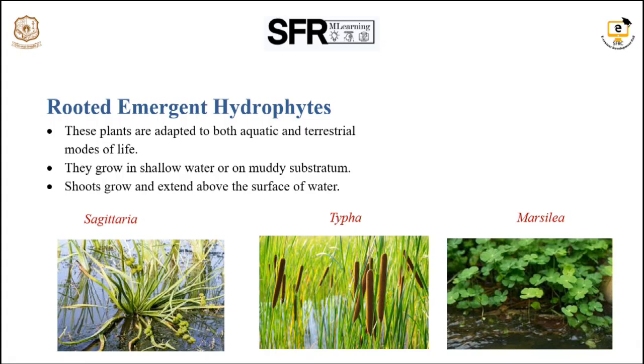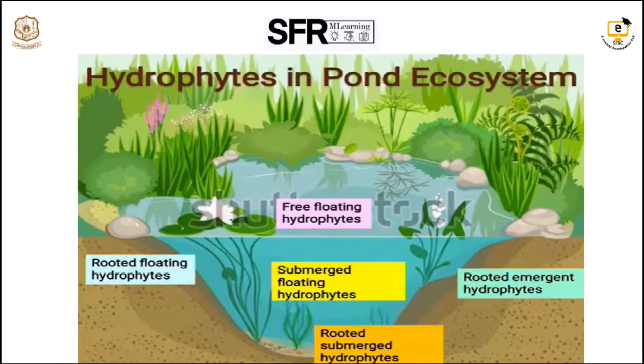The first picture shows Sagittaria. Below the water surface it has ribbon-like leaves, but above the water it has normal leaves. The second one is Typha. This is the best example of the rooted emergent hydrophytes. Marsilea is also a good example for this. In Sagittaria you can see both root and shoot development. Dissected and well developed leaves are a well known example of the rooted emergent hydrophytes in this pond ecosystem. This picture shows the pond ecosystem of hydrophytes.